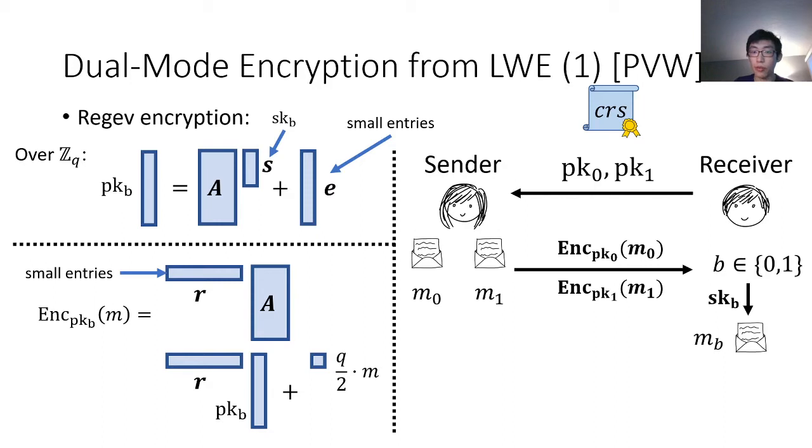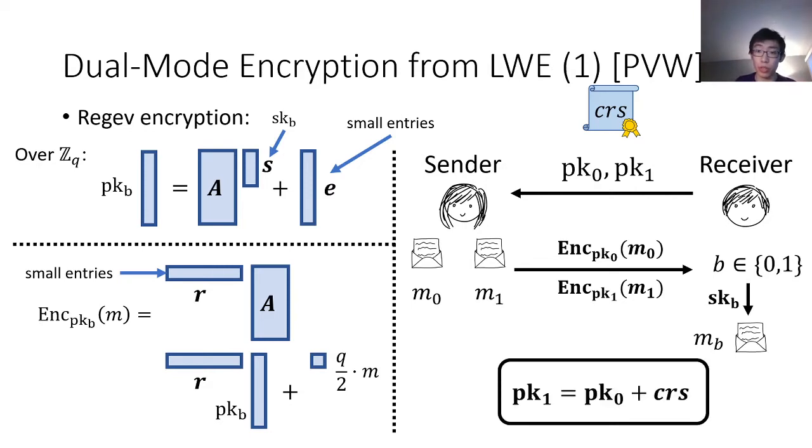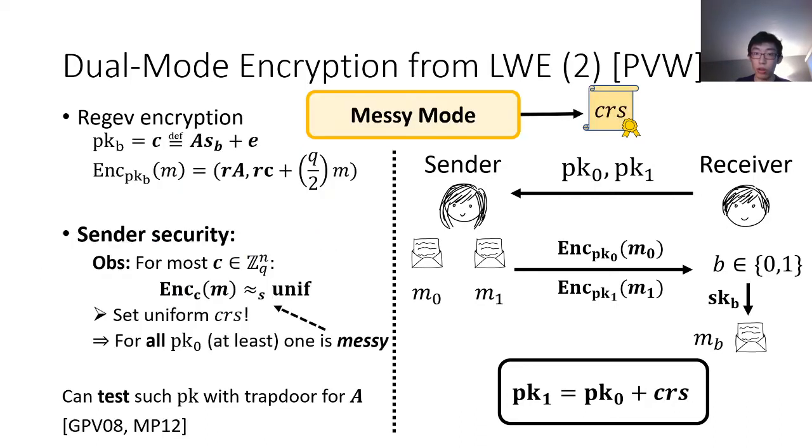But I still have to describe how this construction should tie the public keys together. And we'll use a very simple correlation. We'll simply set that the difference of the public keys should correspond to the CRS. So the CRS will be an offset vector that determines the difference between the two public keys that the receiver sends. Okay, so how does that bring us closer to realizing a dual mode encryption scheme?